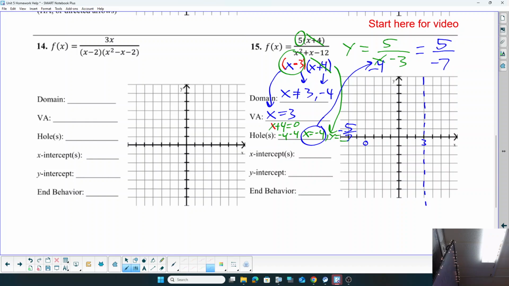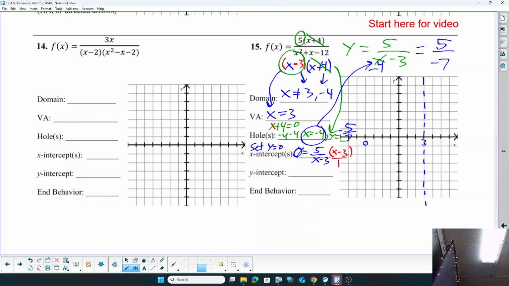Let's see here. So our x-intercept, we set y equal to 0. But the tricky part about that is that when you take that function, whatever's left, so that's 5 over x minus 3, and you set y equal to 0, you got to solve for x. Well, how do we get x out of the bottom? We go ahead and multiply it over to the other side.